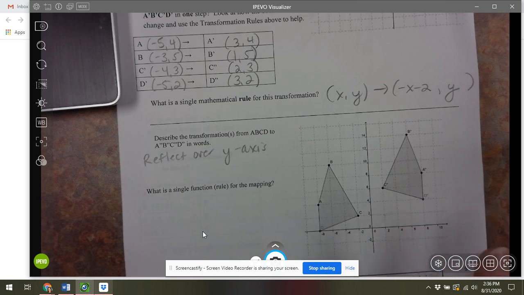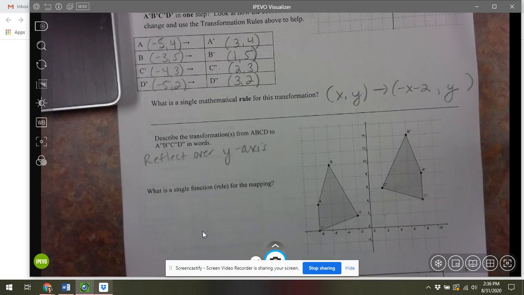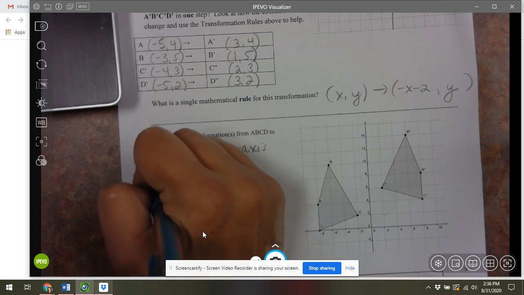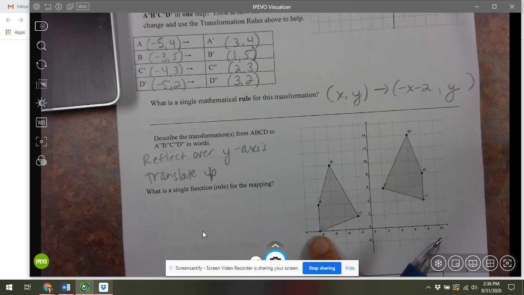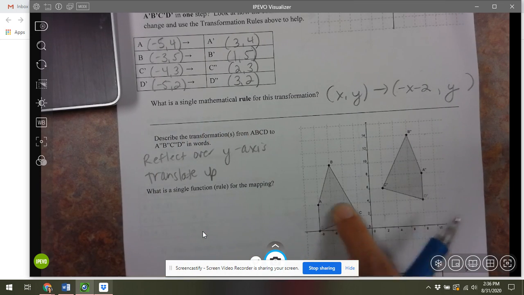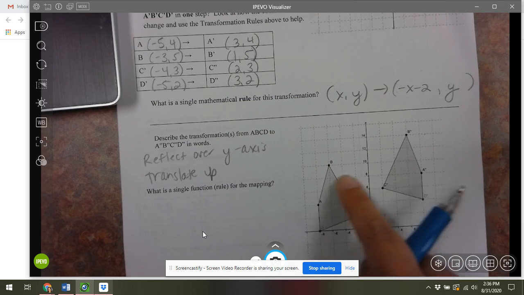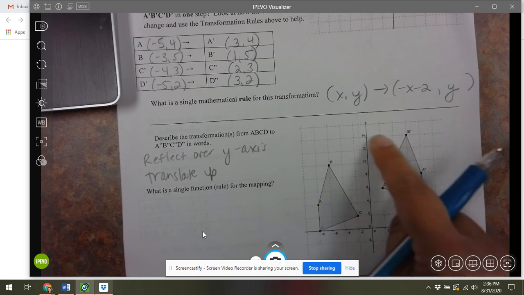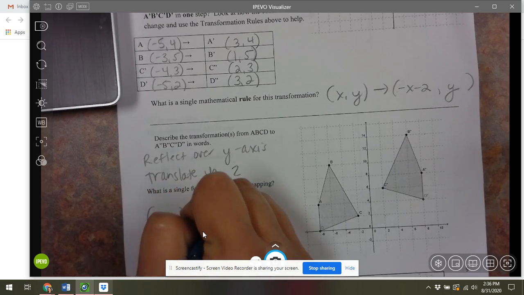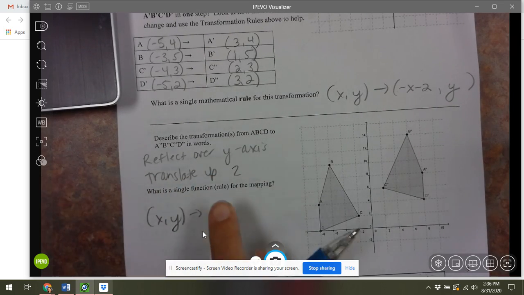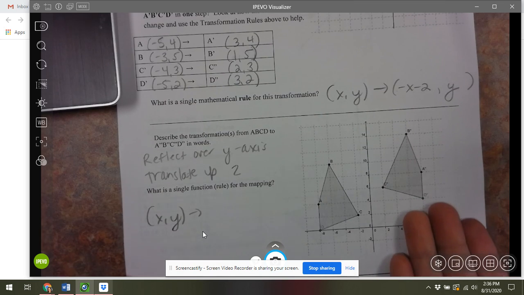So what's happening now to the whole thing? It's going up. How many does it go up? It has to translate up. D went up 2. A goes up 2. B goes up 2. So it goes up 2. So now we're going to write a rule. We reflect it, and then we slide it up.